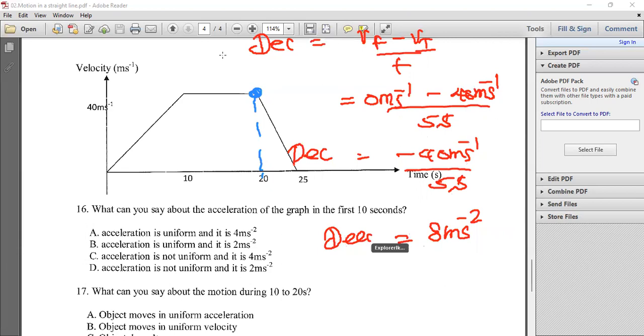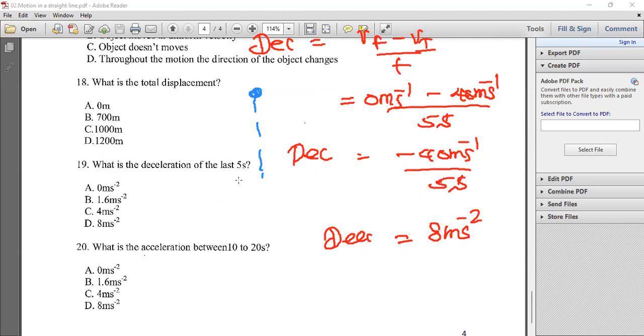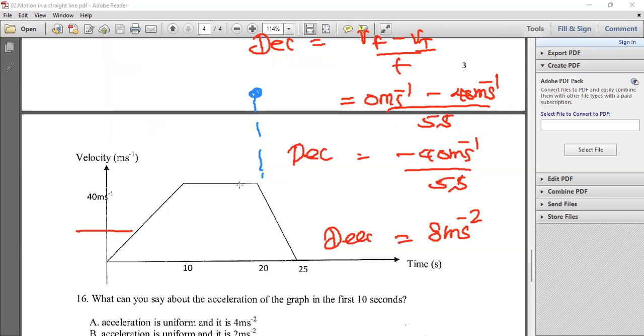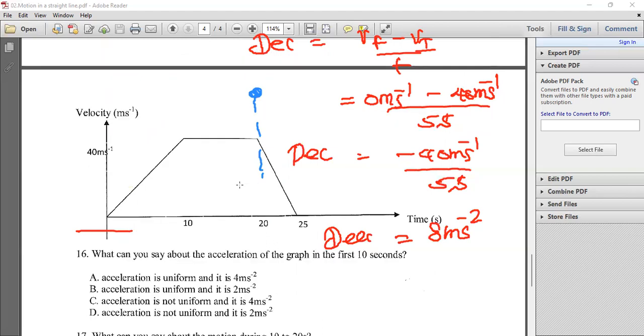Right. So then you should have the answer here, that is 8 ms minus 2. That's what your answer is. What is the acceleration between the 10th second and the 20th second? So consider the acceleration from the 10th second to the 20th second.